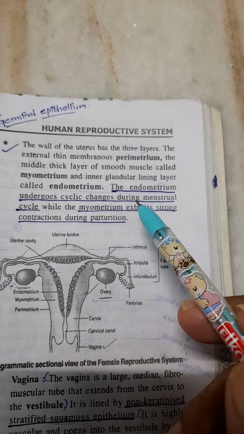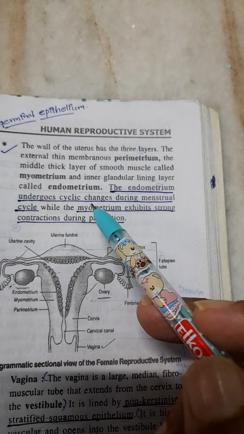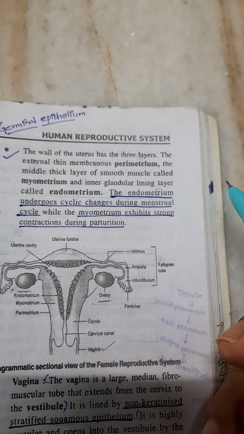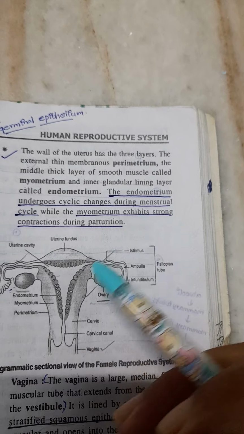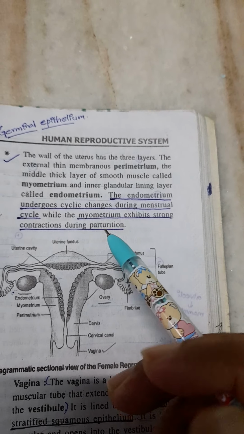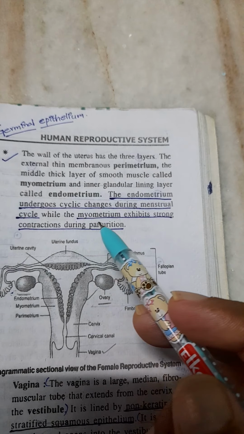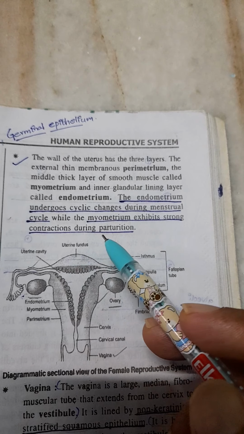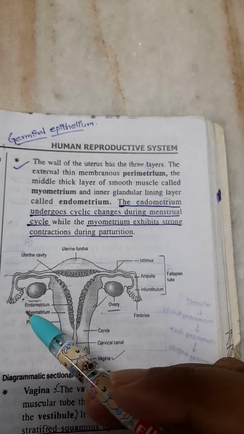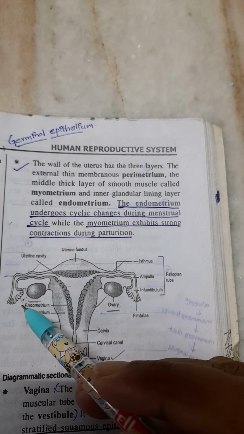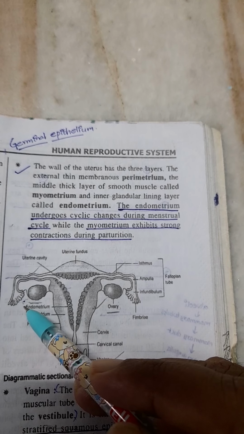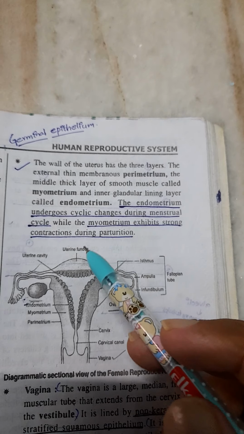Every month during the menstrual cycle, the endometrium undergoes cyclic changes. It gets detached, and again a new endometrium is formed. The myometrium exhibits strong contractions during parturition, and it plays an important role during parturition.